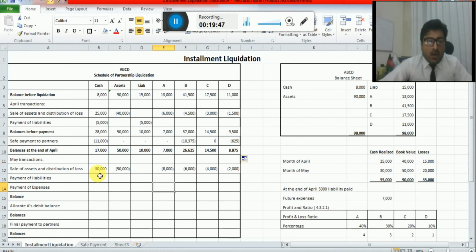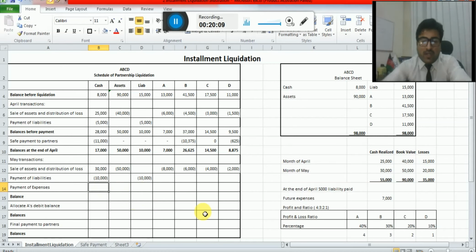Okay, come here now. So payment of liabilities, how much liabilities do we have here? It is 10,000. So minus 10,000 liabilities we are paying, and also minus 10,000 from cash. So if you pay liabilities, the cash is decreasing and the liability is also decreasing.